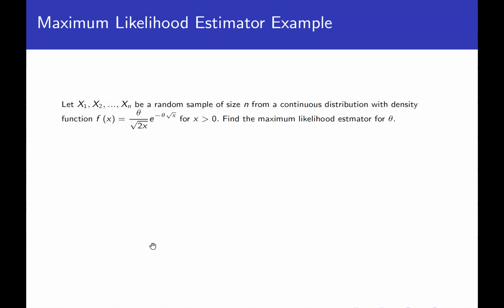So in this example, we have a random sample from a continuous distribution. This density function is theta over square root of 2x, e to the minus theta root x, where x is greater than 0, and we're going to find the maximum likelihood estimator for theta. I got a typo in there. Sorry about that. It says estimator.